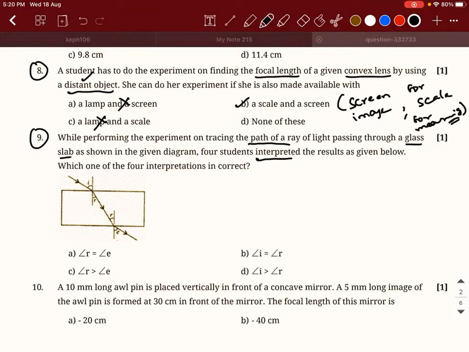The ray will emerge parallel to the incident ray. So angle of incidence. So which one is right? Tell me. Angle R is equal to angle E, correct? Yes. It is wrong actually, because angle I will be equal to angle E. Check your notes once. I have proved this. Angle I is equal to angle R. Wrong.